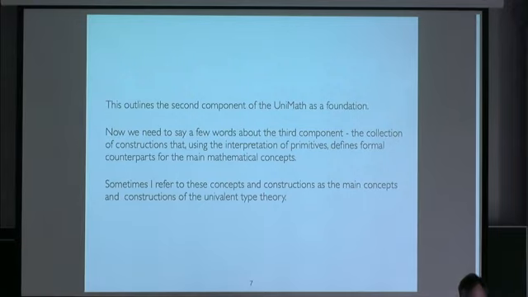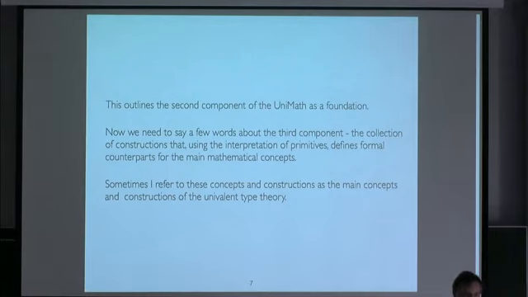Now we need to say a few words about the third component, the collection of constructions that, using the interpretation of the primitives, defines formal counterparts of the main mathematical concepts. So we have these primitives. They are interpreted as Kan simplicial sets, points, paths, and the base of the universal Kan simplicial set.